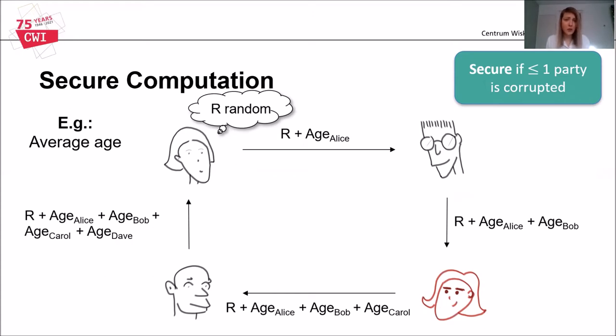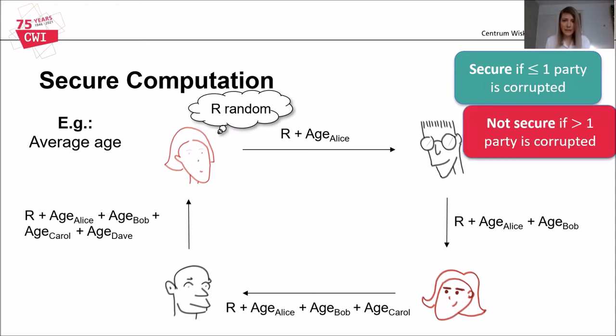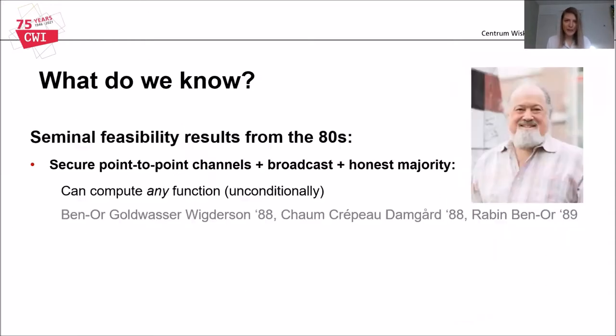But what if parties collude? What if, for example, Alice and Carol get together? Well, then they can compute not only the average age of Bob and Dave as they could in the ideal world, but they can actually derive both Bob's and Dave's age. So this is not secure if more than one party is corrupted. Okay, so now we saw a very simple protocol for a very simple problem and not very strong security guarantee. So is this all we can do?